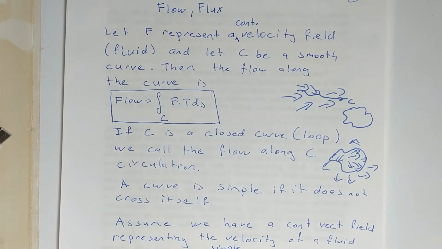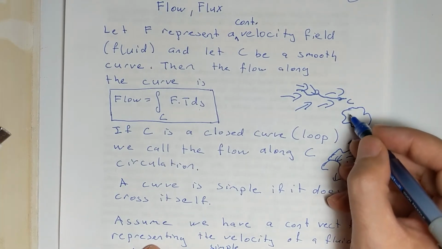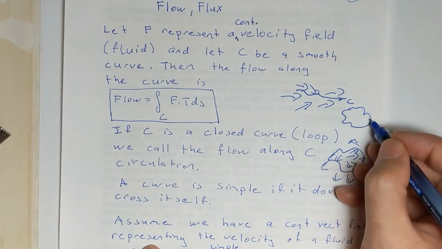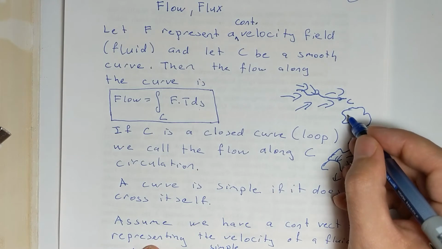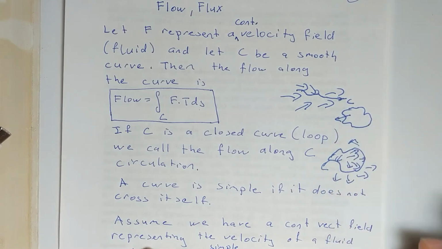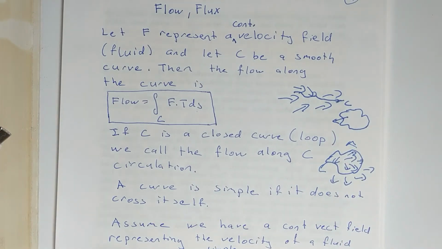So the difference between flux and flow is that flow is how much water flows along the curve, and flux is how much crosses the curve. The word flux is how much water crosses a closed loop. That's a closed curve, which is a loop.